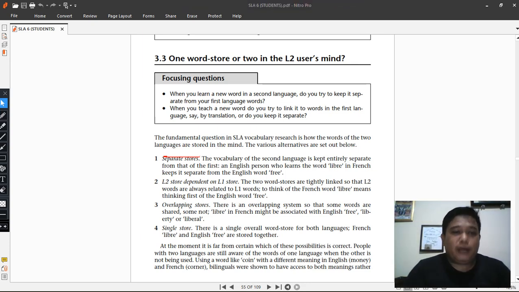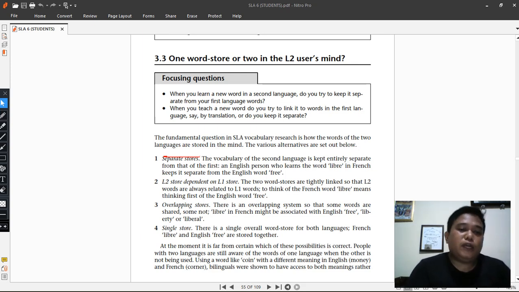Hello everyone, back again. I will continue our last lesson, which is still about how to teach vocabulary for second language acquisition. So this is 3.3, one word store or two in the L2 user's mind. This is about how you store the vocabularies of your first language and your second language in your mind, how you store the words.